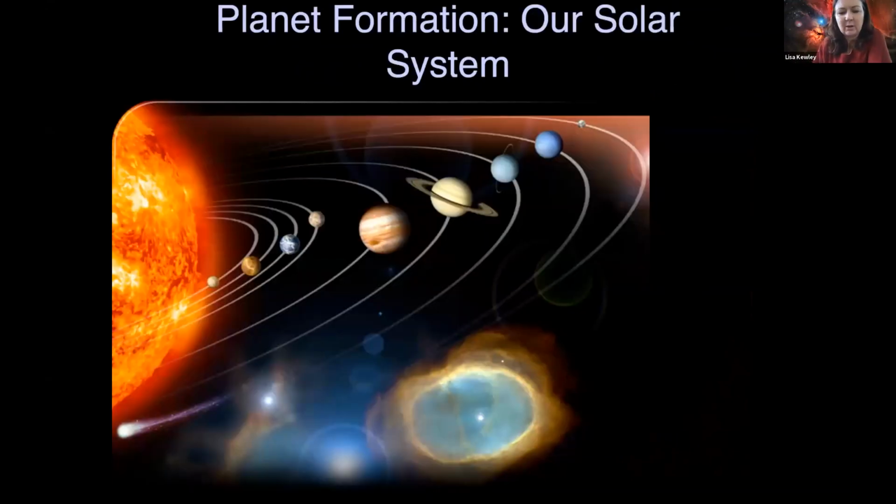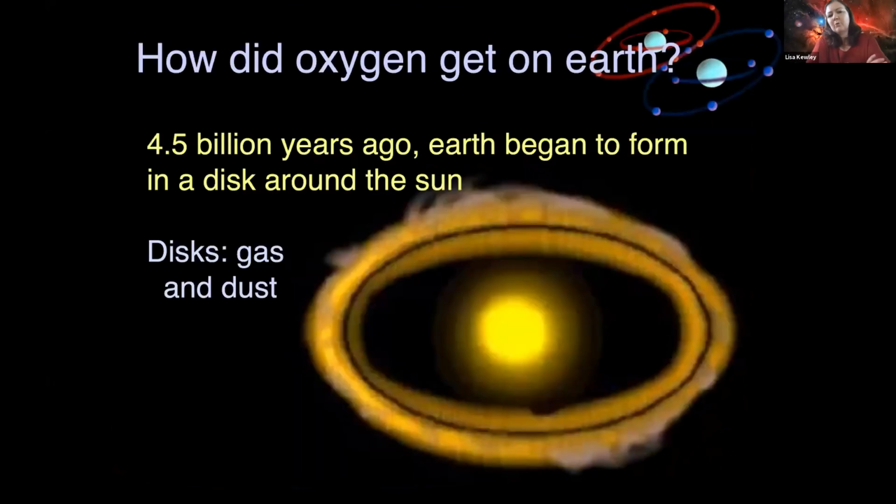Now, how did planets form, and how do we get oxygen on planets in our solar system? About 4.5 billion years ago, the Earth began to form in a disk around the sun. So we had dust and gas in the disk, and then the Earth was forming, and it basically carved a hole. Because of the gravity of the Earth, it attracted more dust and gas and became a bigger planet.